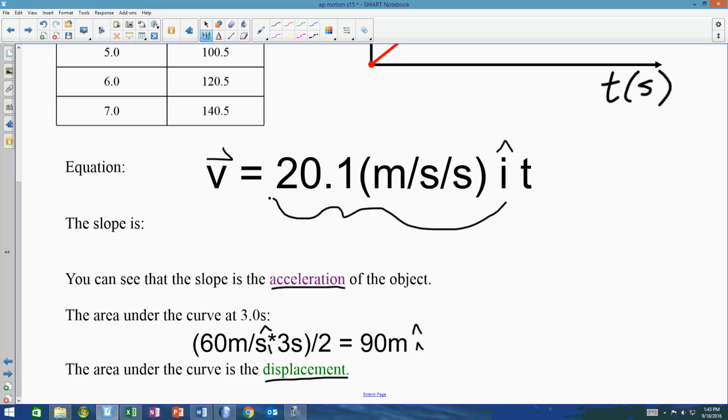So for those of you taking calculus, what does this mean? Well, if you take the derivative of a velocity function with respect to time, you're going to get the acceleration. If you take the integral of the velocity time function, then you're going to get the displacement. So when you take a derivative, you're finding the slope of the line. When you take the integral, you're finding the area under the curve.